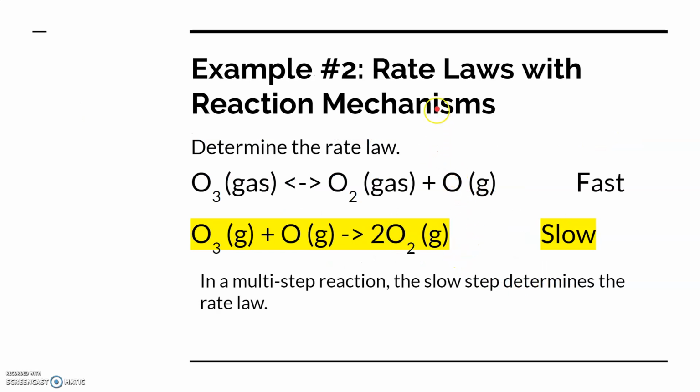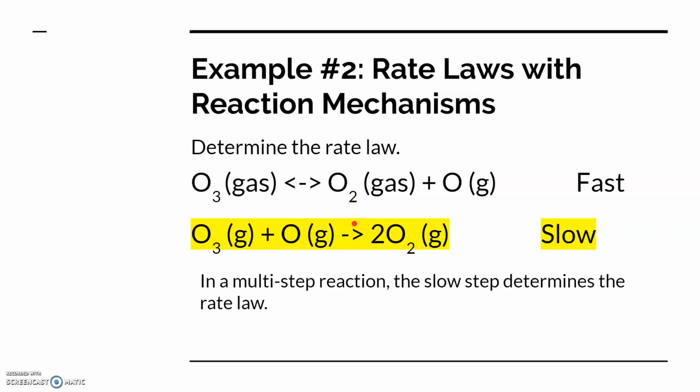Example number 2, rate laws with reaction mechanisms. Determine the rate law. Okay, so right here you have 2 elementary steps, and these steps make up an overall reaction. So this step is fast, it occurs quickly. This second step, however, is slow. It won't occur as fast as this one.